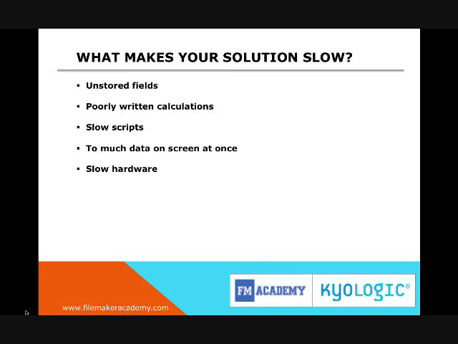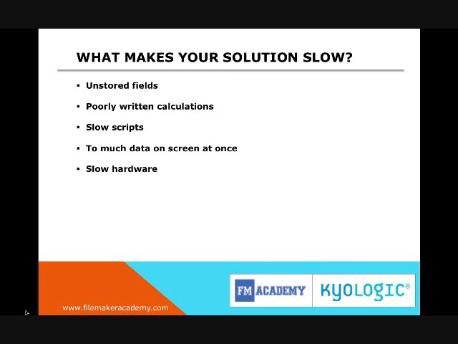So what makes your FileMaker Pro solution slow? I think unstored fields are the biggest killer of performance in FileMaker Pro today. It's so easy to make a calculation that references related data, sums up data 3 or 4 relations away, and you add lots of these fields to your layouts, and every time you render a layout, you're slowing down your solution and your users are feeling it.